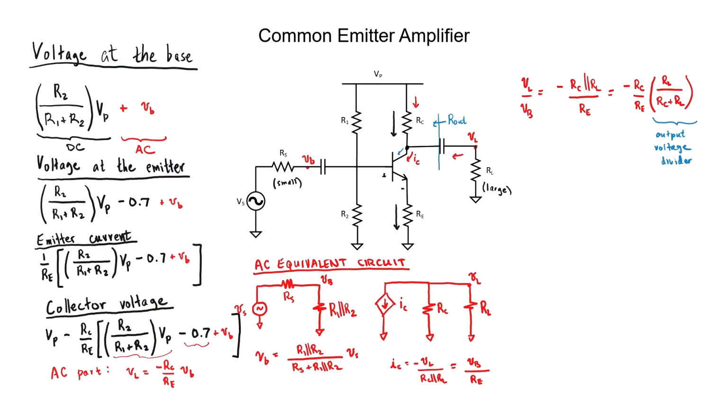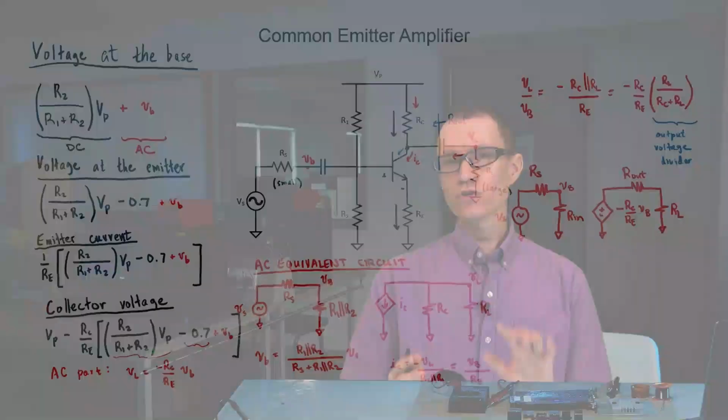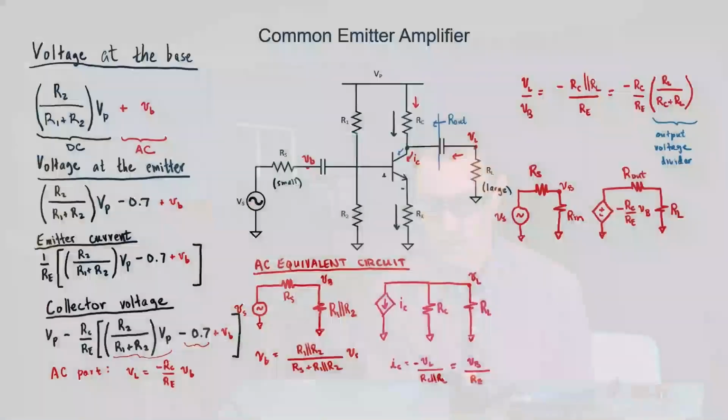I can now model our entire common emitter amplifier by 3 different circuit segments: an input voltage divider, a gain section, and an output voltage divider. In order to find the gain of a common emitter amplifier, you can just remember resistance at the collector divided by resistance at the emitter. And then the input and output sides you can find by inspection from the circuit.